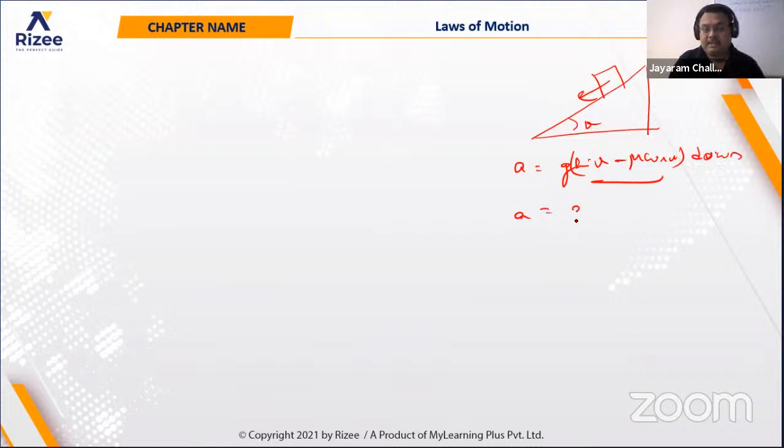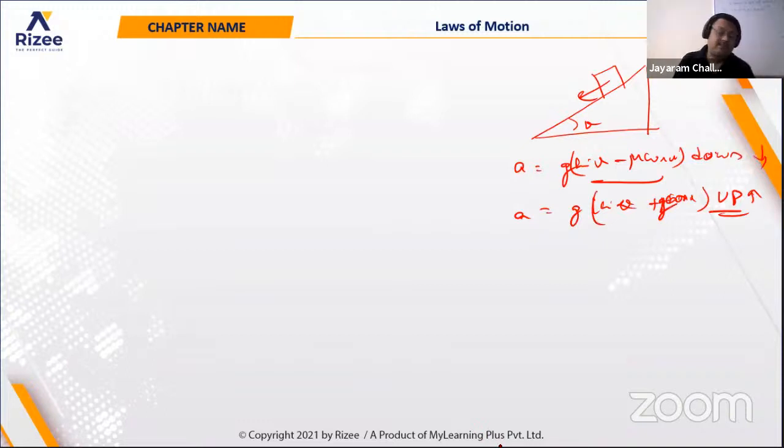And for moving up, the acceleration is equal to g into sine theta plus mu cos theta. This is when you want to move it in the upward direction. This is up the inclined plane and this is down the inclined plane. Okay, this is your basic acceleration relations.